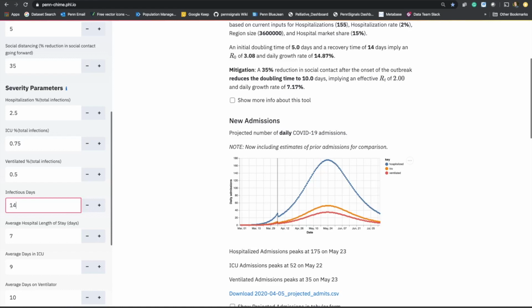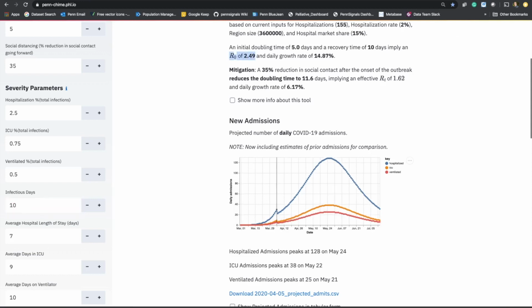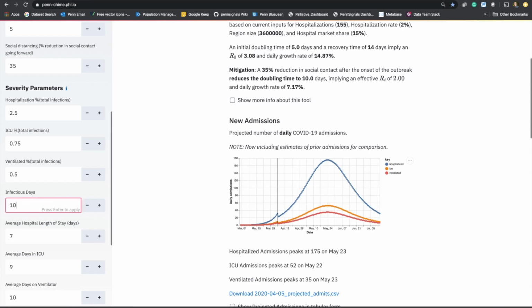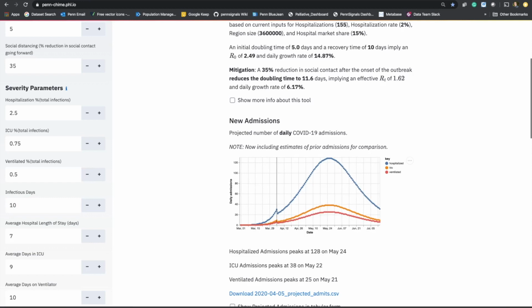Infectious days is the number of days any single person will be infectious. This number has a direct impact on R naught, and then of course the rate of spread. So as someone might be infectious for say 10 days, this is going to have a direct effect on the number of people a person can infect while they've been infectious. So as you change that number, moving it back up to 14, you're going to see R naught go back up to 3. If you bring it back down to 10, the number of people a single person would infect would reduce down to about 2.5.